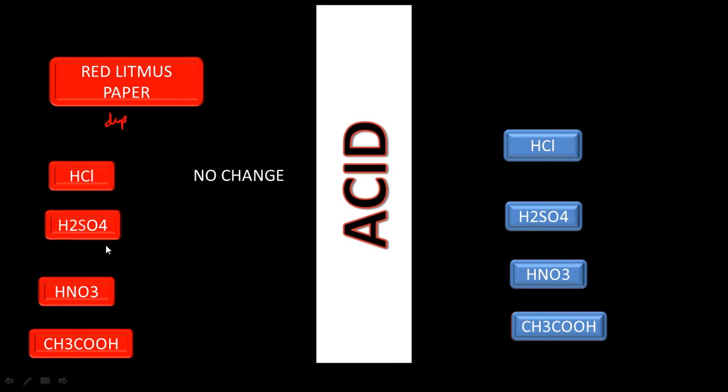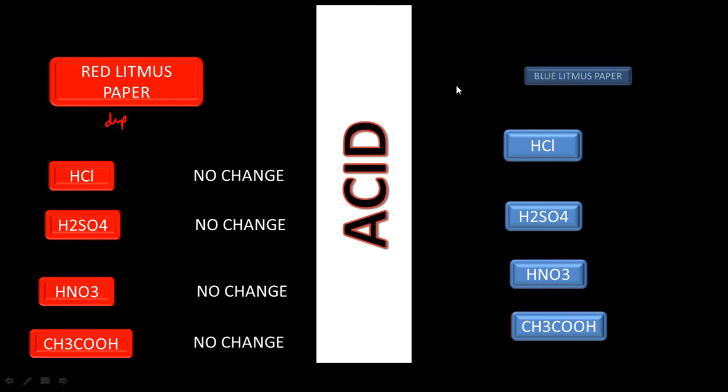In sulfuric acid, the red litmus paper, no change. In nitric acid HNO3, no change. In acetic acid, no change. So, red litmus paper, when we dip into acids, there will be no change. It simply remains red.